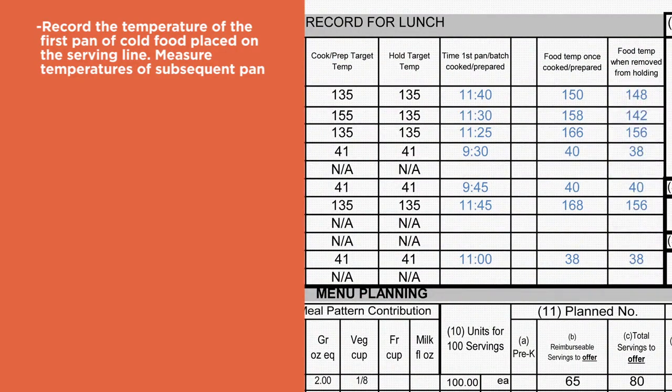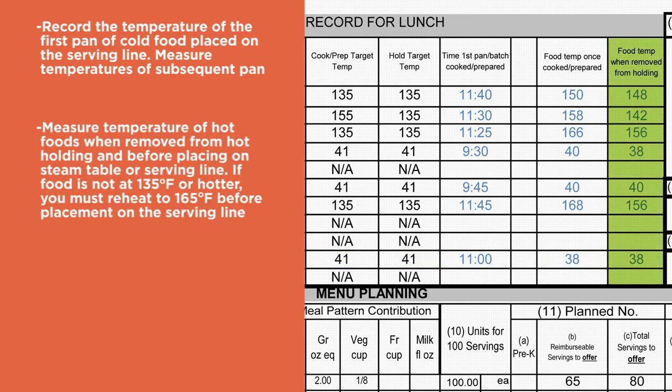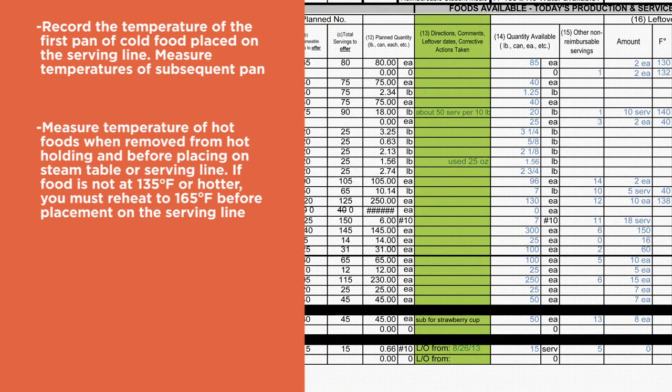Only record the temperature of the first pan of cold food placed on the serving line. Measure the temperature of each subsequent pan. All pans of cold TCS food should always be at 41 degrees Fahrenheit or colder before placement on the serving line. Measure the temperature of hot foods when removed from hot holding and before placing on the steam table or serving line. If the food is not at 135 degrees Fahrenheit or hotter, you must reheat to 165 degrees Fahrenheit before placing on the serving line. Record this in column 13, Directions, Comments, Corrective Actions Taken.